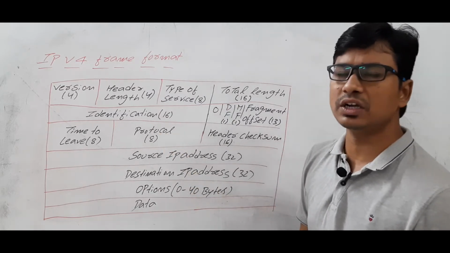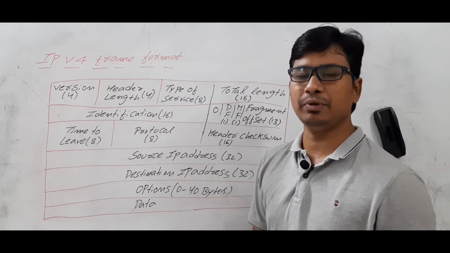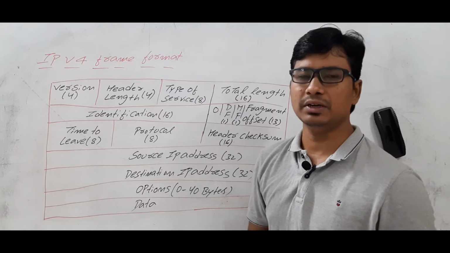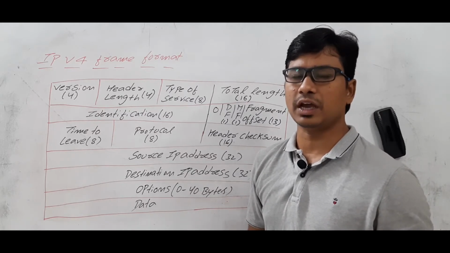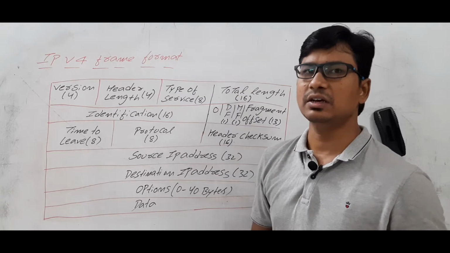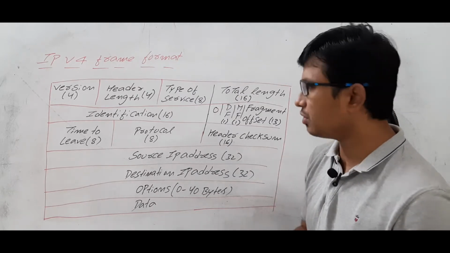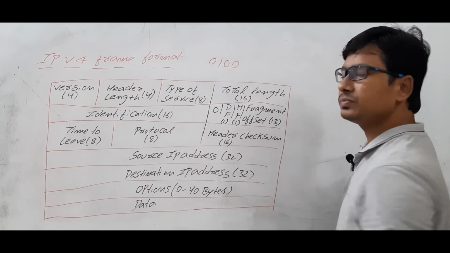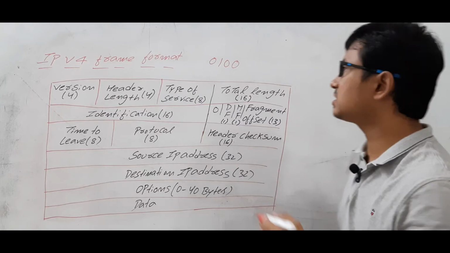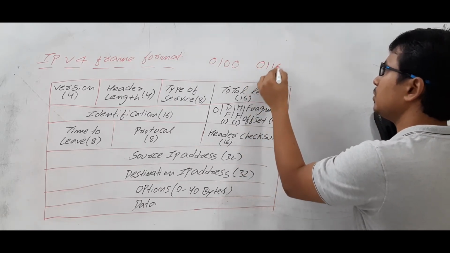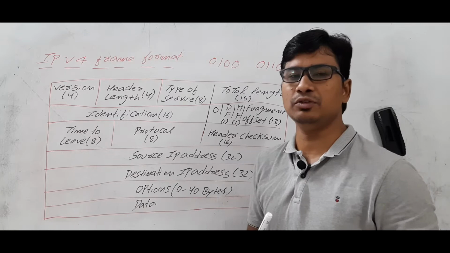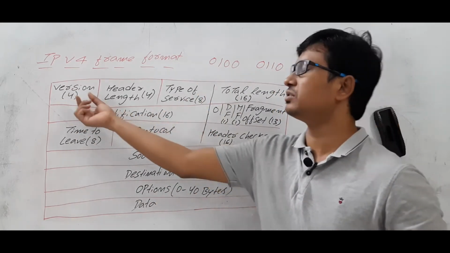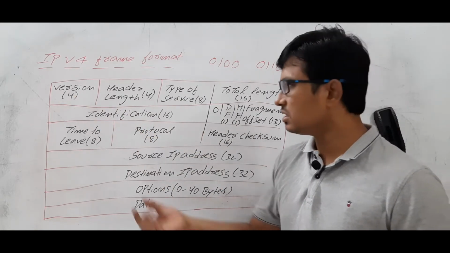Now let me discuss the use of each field in the IPv4 header format. Version is a 4-bit number. Which versions are we right now using? IP version 4 and IP version 6. If it is IP version 4, the number will be written as 0100. If it is version 6, it will be written as 0110. So these 4 bits are useful to inform which version you are using, whether IP version 4 or IP version 6.